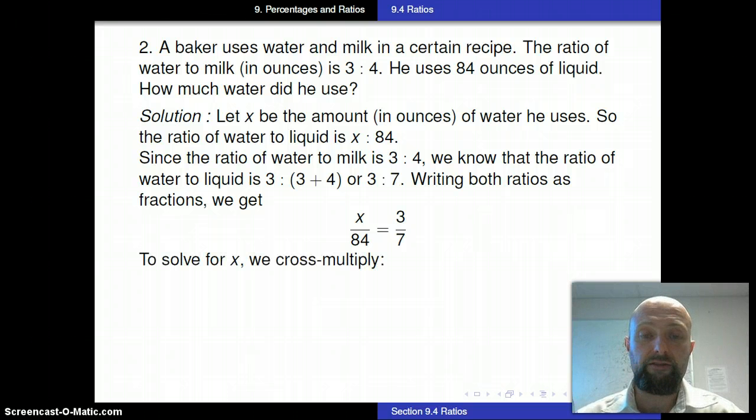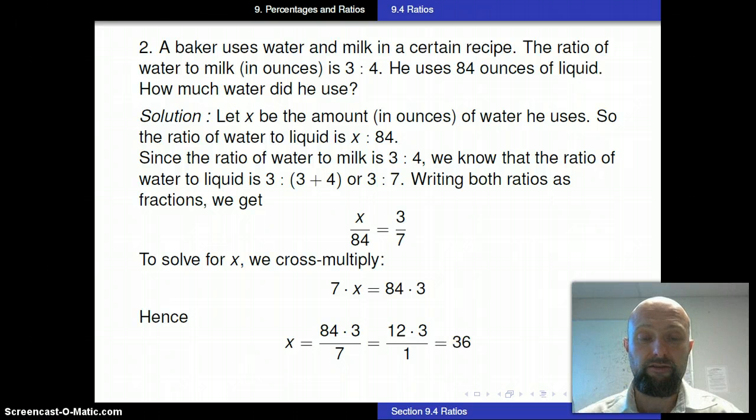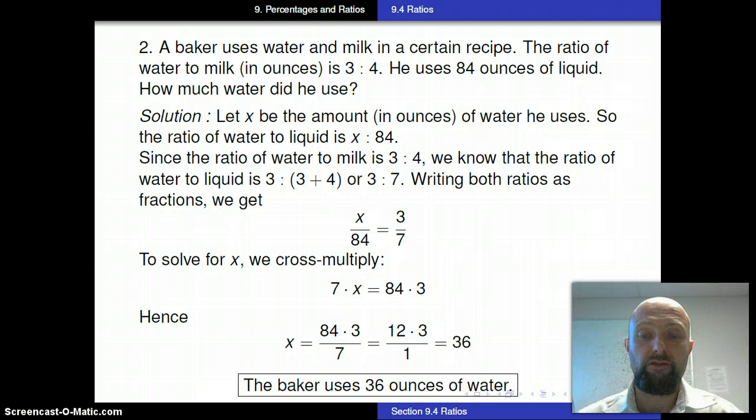To solve for x, we cross multiply. 7 times x is 84 times 3. To solve for x, we divide both sides by 7 and simplify before we multiply out. 84 and 7 simplify to 12 and 1, and so we get x is 36. So the baker uses 36 ounces of water.